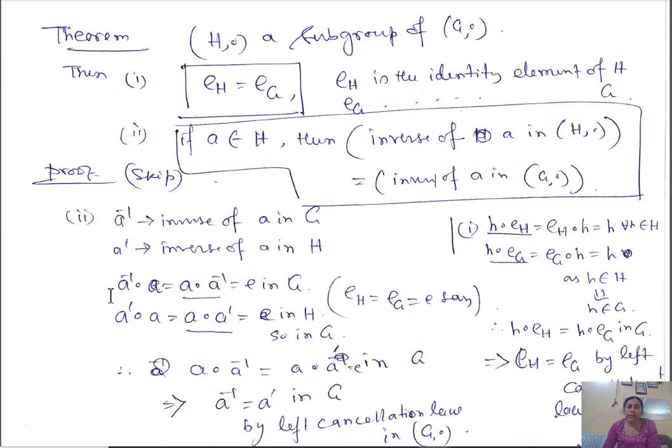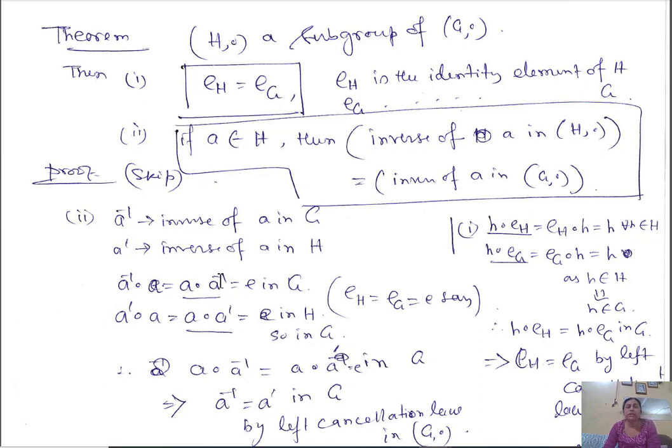Then use the definition of inverse. A inverse composition A equals A composition A inverse equals E. This is EG actually, but we are saying that EH and EG are the same, so we call it E. Similarly, if you apply the definition of A prime in capital H, you get A prime composition A equals A composition A prime equals E, because EG and EH are the same, we call it E. Then you apply these two, so both are equal.